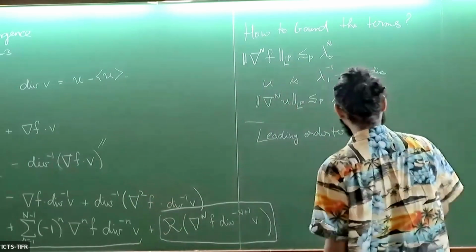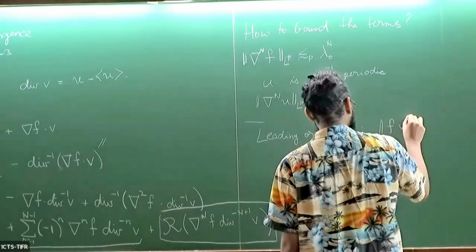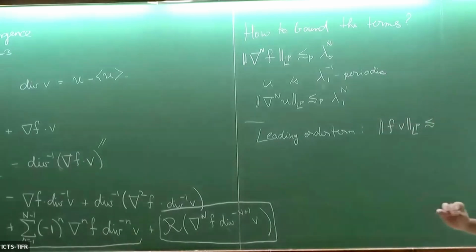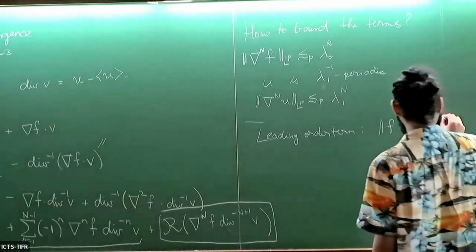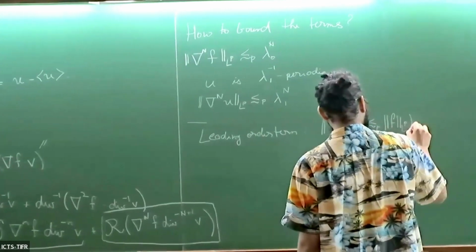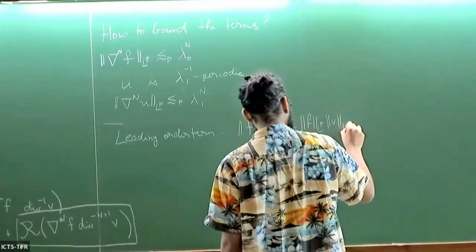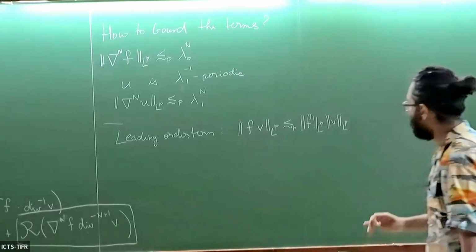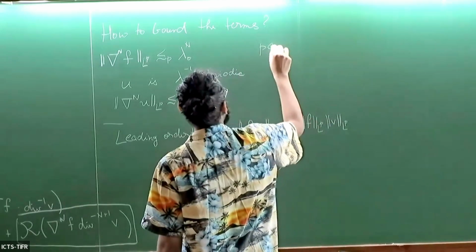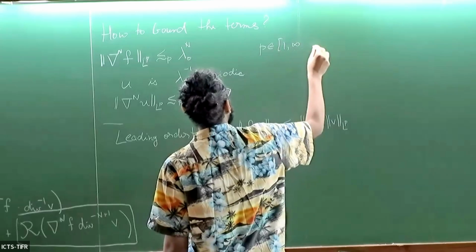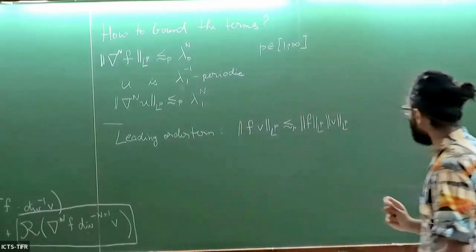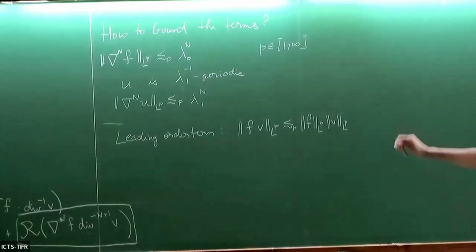So F, V, this in LP. Firstly, by the decoupling lemma that Hyunju talked about, this is going to be bounded by the LP norm of F and the LP norm of V. Yeah, good question. P will be between 1 and infinity. I guess you can include infinity as well. So we have this.